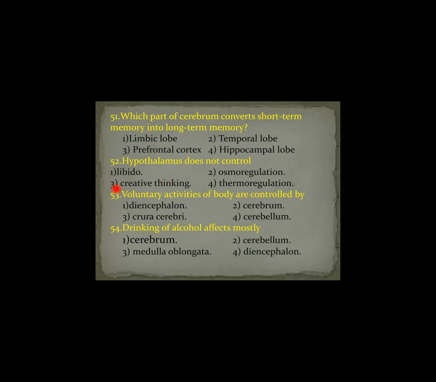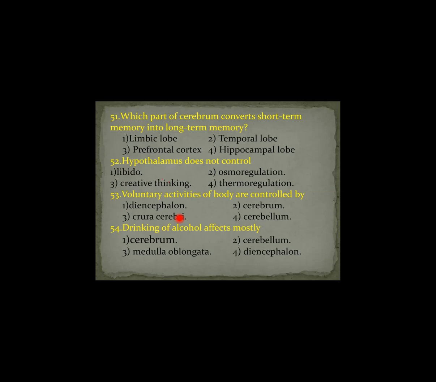Next, 53. The voluntary activities of the body are controlled by the cerebrum. The involuntary activities are controlled by the cerebellum and medulla oblongata. What is crura cerebri? The crura cerebri is a part of the midbrain.